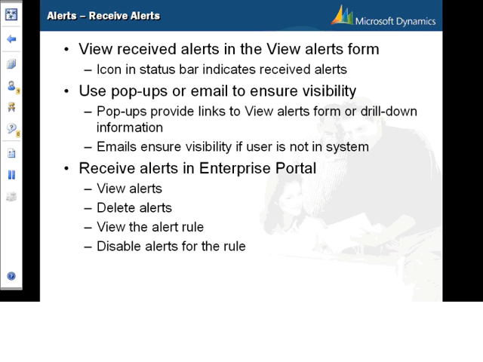Also, we can receive alerts in the Enterprise portal. Alerts can be sent to the Enterprise portal, so those users who have access to the portal can stay informed of the conditions of the business. In the Enterprise portal, users can view alerts, delete alerts, view the alert rule, and disable alerts for the rule.